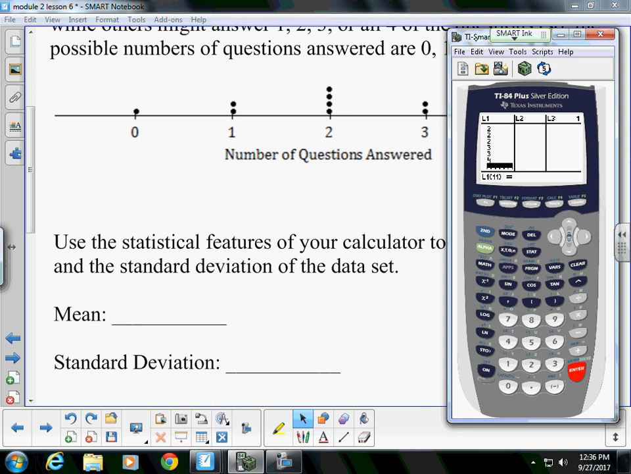Once you enter your numbers in, you're ready to go back to your main screen, so second and mode. And then you go back into stat and go over to calc, because now we're ready to calculate the mean and the standard deviation. So I'll go over to calc. And we want option number 1 again, the one-variable statistics. The reason why we're using one-variable statistics is because we only entered in one list of data. In the future, we'll do 2-variable statistics when we enter in 2 lists of data.